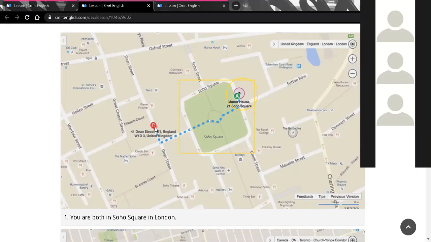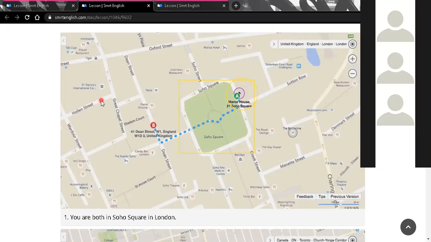It doesn't matter if it's the opposite direction. Yeah, it doesn't matter. Okay. And you walk the first block, you turn left and again turn right, and you can find it on the left. Okay, very good. And it's on the left.